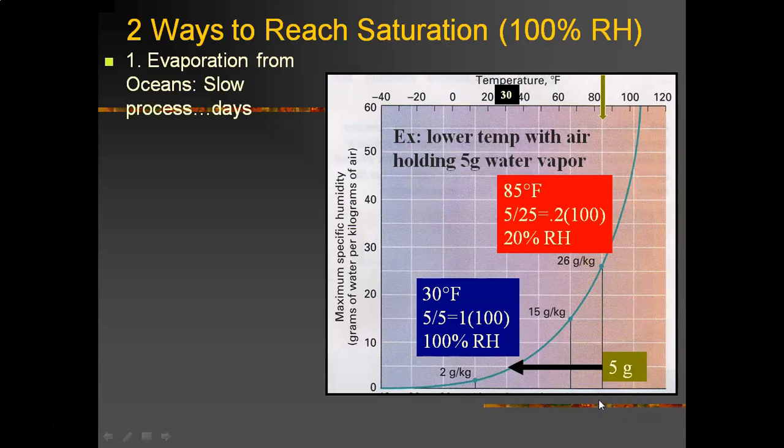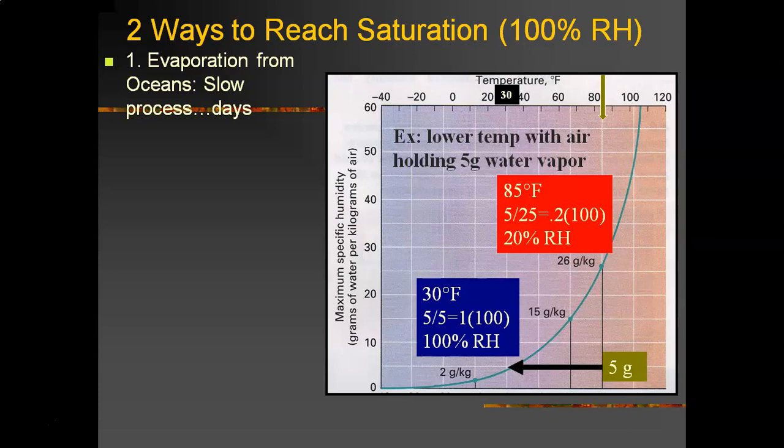But in actuality, it's a relatively slow process. It usually takes days to evaporate from the oceans and slowly increase the amount of humidity in the air. Eventually, you can reach saturation, but it usually takes days. And you kind of notice that humidity sometimes is increasing more and more over a series of days.